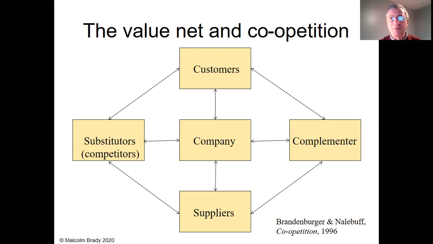in a retail mall, the firms collectively will compete against other malls to get customers to come to that particular mall. So they're complementing each other there in that aspect of their business. But once a customer gets into the mall, then obviously they're competing very strongly for the customer's wallet within the mall. So they cooperate to get customers there to that particular mall, and then they compete within that.